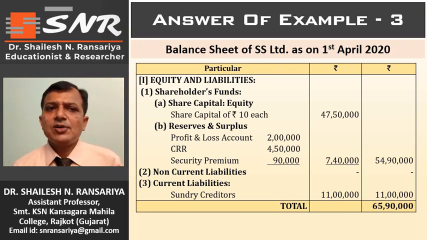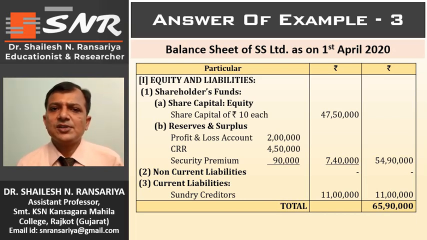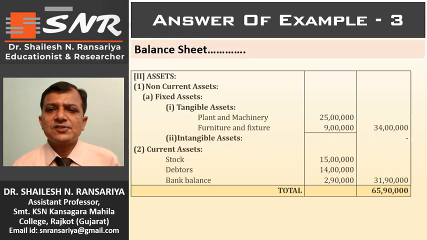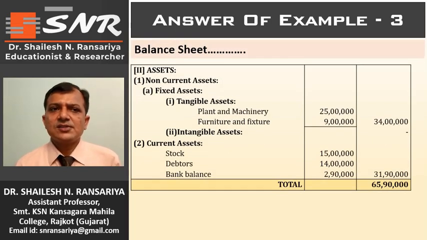Next, non-current liability. In this example, non-current liabilities are not given, so it is dash. Next, current liabilities. Here only one current liability is given, sundry creditors 11 lakh. So total of the equity and liability side rupees 65,90,000. Now asset side. In the asset side, first non-current assets.